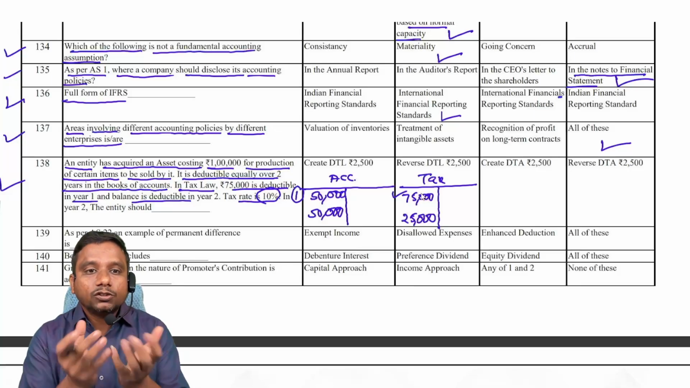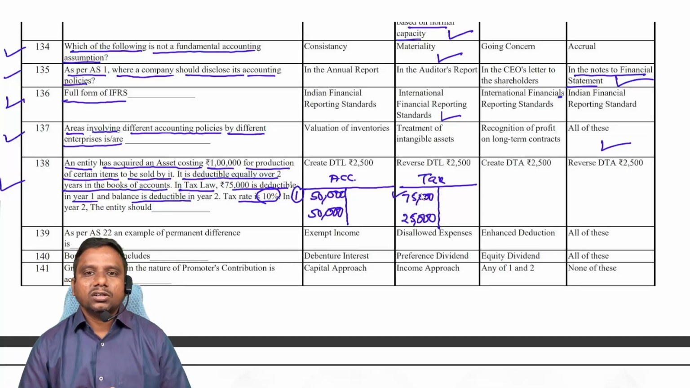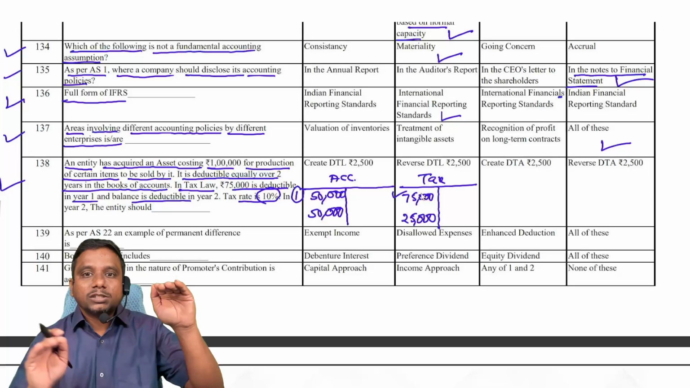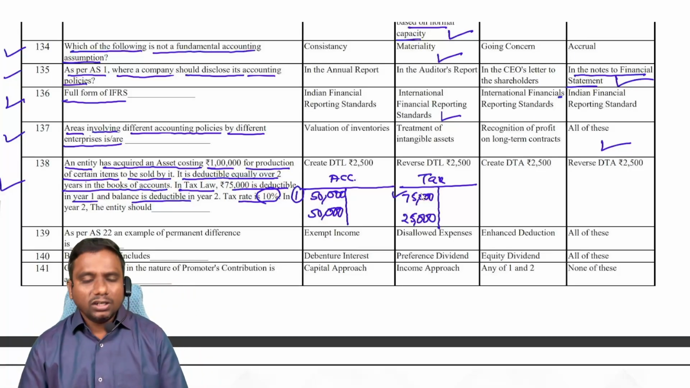Here there is a difference of profit now. As per accounts, profit increases, but as per tax, profit decreases. Now what we have to do? We have to create what we call deferred tax liability.